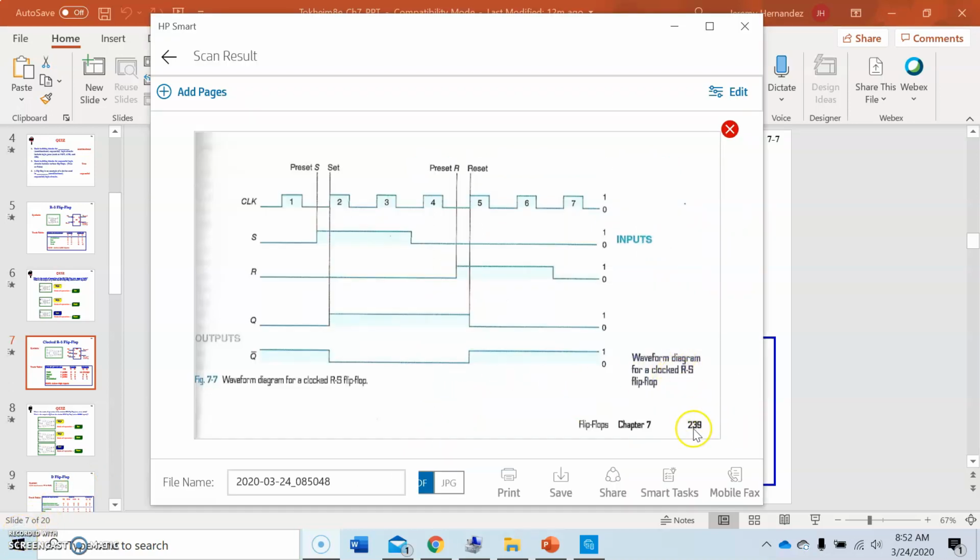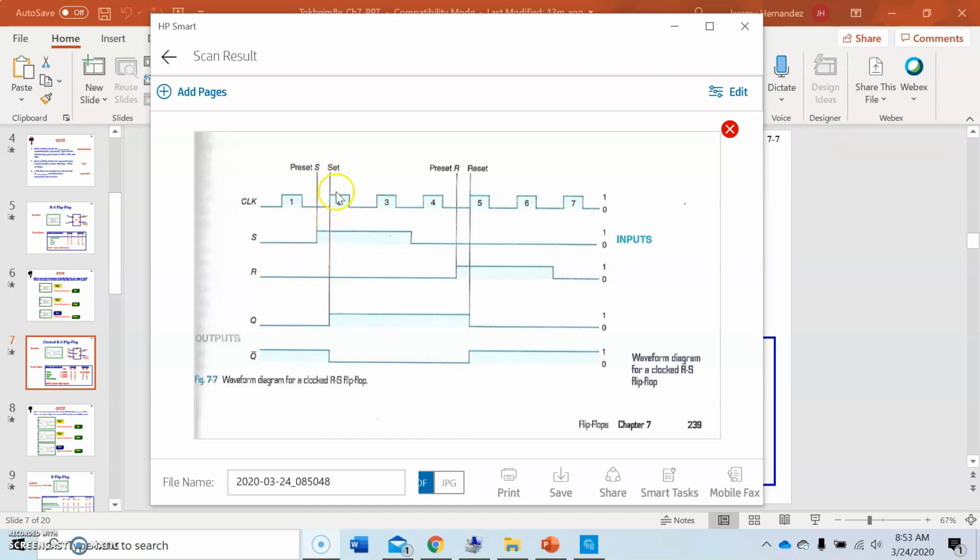I scanned page 239 of your book to be able to show you the waveform diagram for the clocked RS flip-flop, and just wanted to explain it a little bit. Each one of these lines represents the signal at each of the pins on the clocked flip-flop. This one here is our clock signal. You can see it's a digital signal, and it is a constant pulse with a constant rate, and that's what we want to see from a clock signal. We want something that creates a very constant pulse.